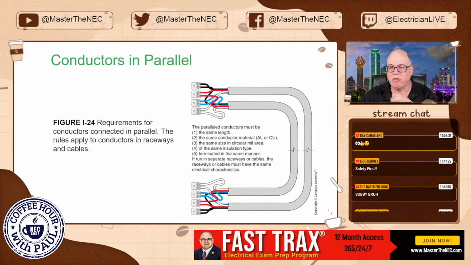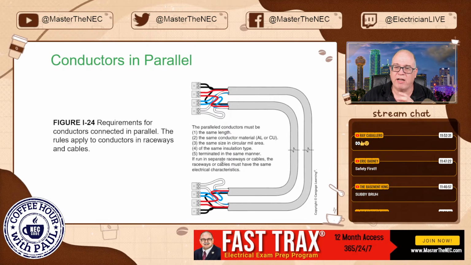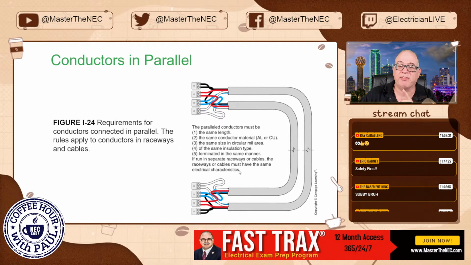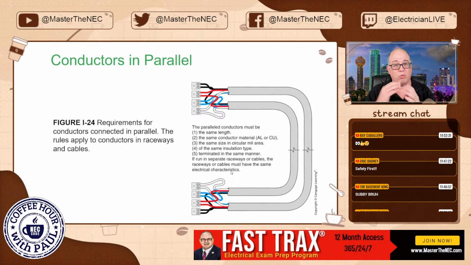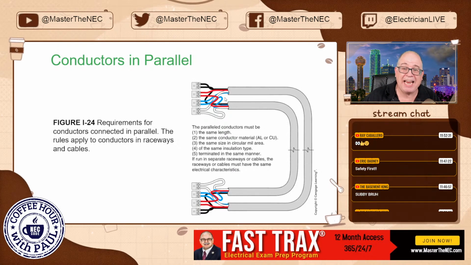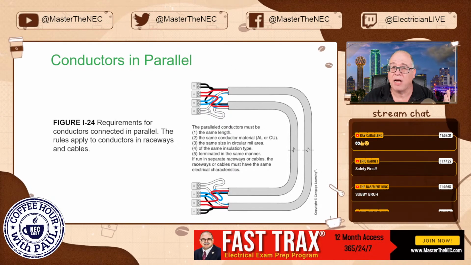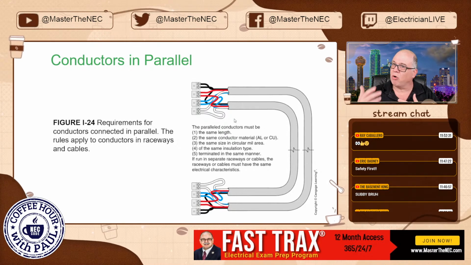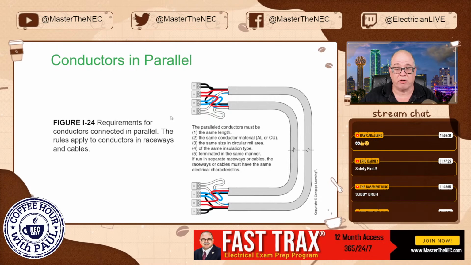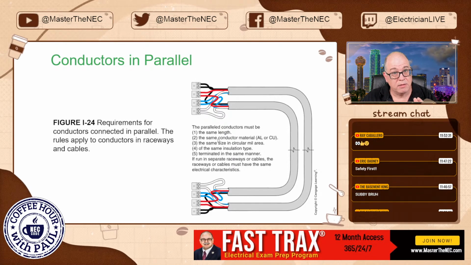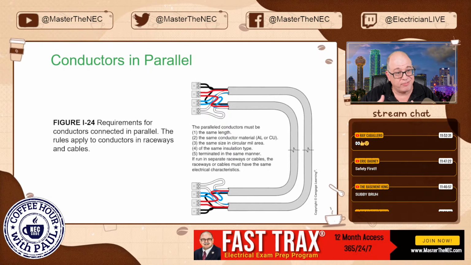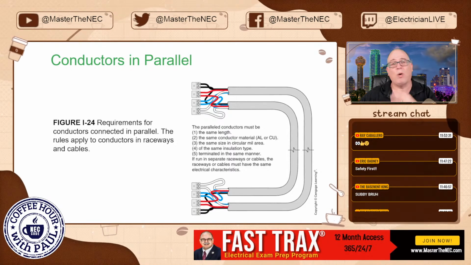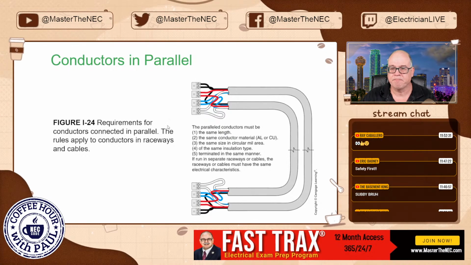All right. So anyway, also, if running separate raceways or cables, the raceways or cables must have the same electrical characteristics as well. So while you can use, say, phase A, copper, and phase B, aluminum, you got to make sure that the raceways are going to be the same characteristics as well, okay? And different size raceways are going to have different size characteristics of impedance. So this is why electricians get paid the big bucks.